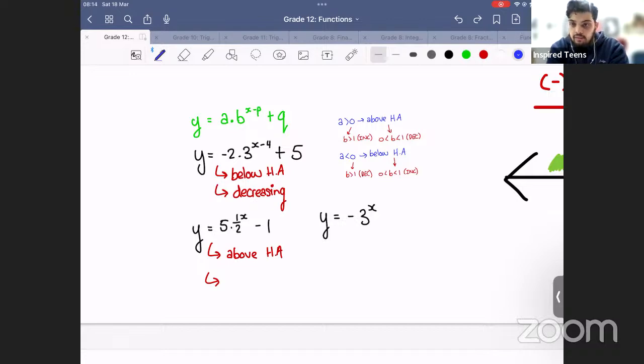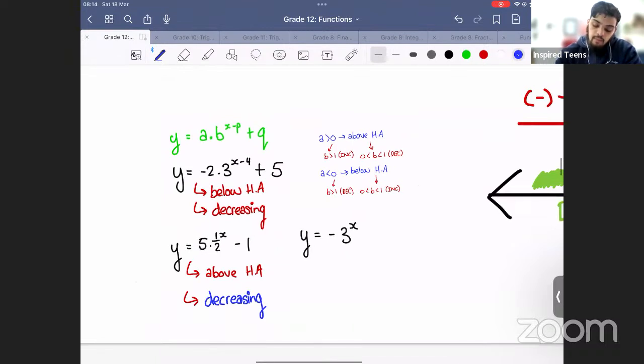Okay, we have a few decreasings, a few increasings. This graph is actually decreasing, guys. Why? Because we can see that it's above. So as soon as it's above, we go here.